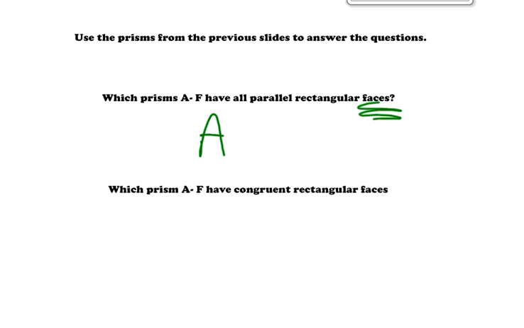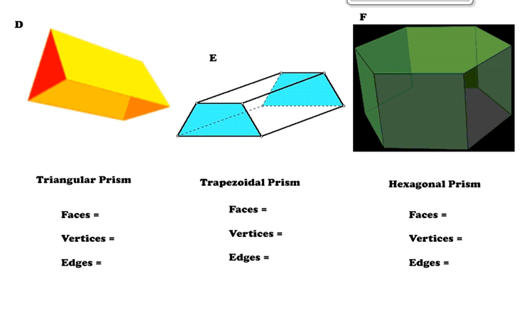Second question says, which prisms A through F have congruent rectangular faces, right? Congruent, of course, means same size. And so we can go back through here, and we'll start with the simplest one. We'll start with our triangle, and we can say, okay, here is one congruent, and this is the same size as this one, but it doesn't look like it's the same size as the backside. So in this case, we would have 2 on this side, and then the reverse side, this one way back here. So this one would have 2.